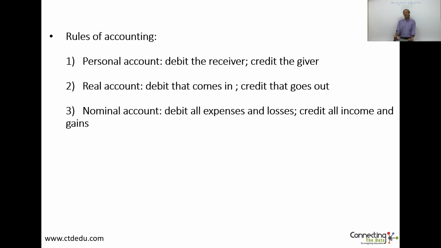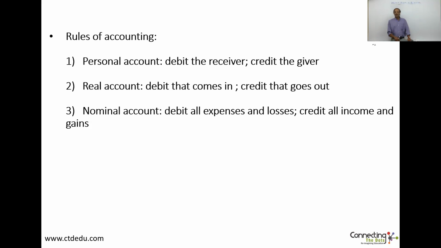The next account would be real account. The real account deals with the things that you can see, touch, and feel. For example, furniture, vehicle, building. These are considered real account. Finally, you have something called as nominal account. Now, nominal account deals with all your incomes and gains, expenses and losses. Any sort of income and gain will be treated as a nominal account. Similarly, expenses and losses too will be classified under nominal account.